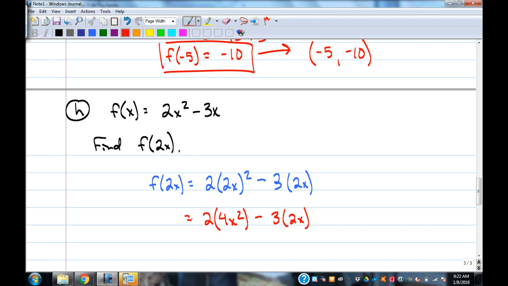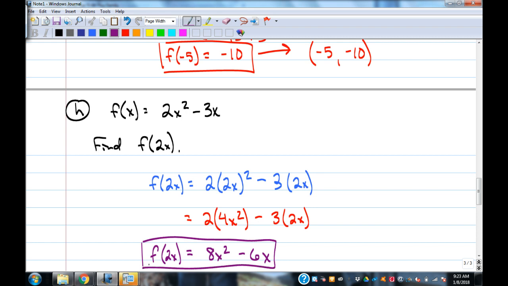The next step would be multiplication and division left to right. So multiplication, 2 times 4x squared is 8x squared. And then 3 times 2 is 6x. So there's f of 2x. We don't get a nice ordered pair out of this as far as nice numbers, but we get a function out of this that shows that if we double the x's, this is what happens to the y's.